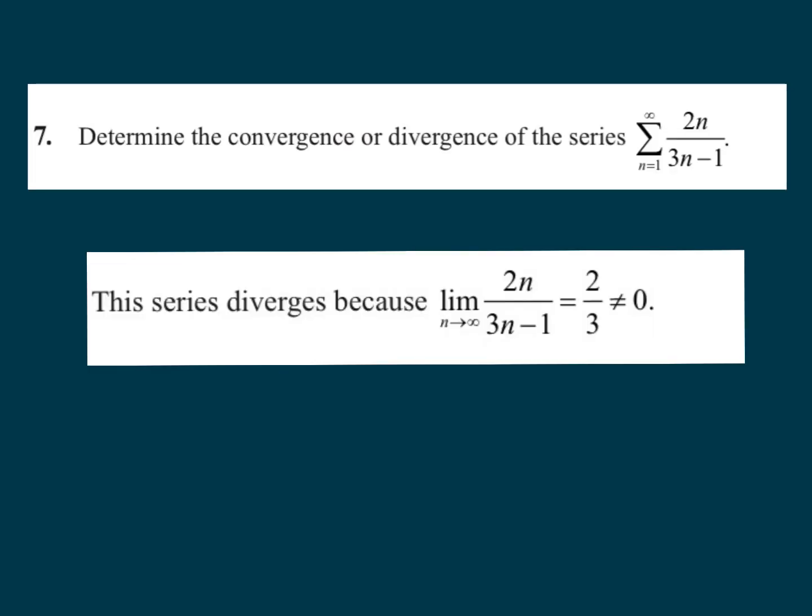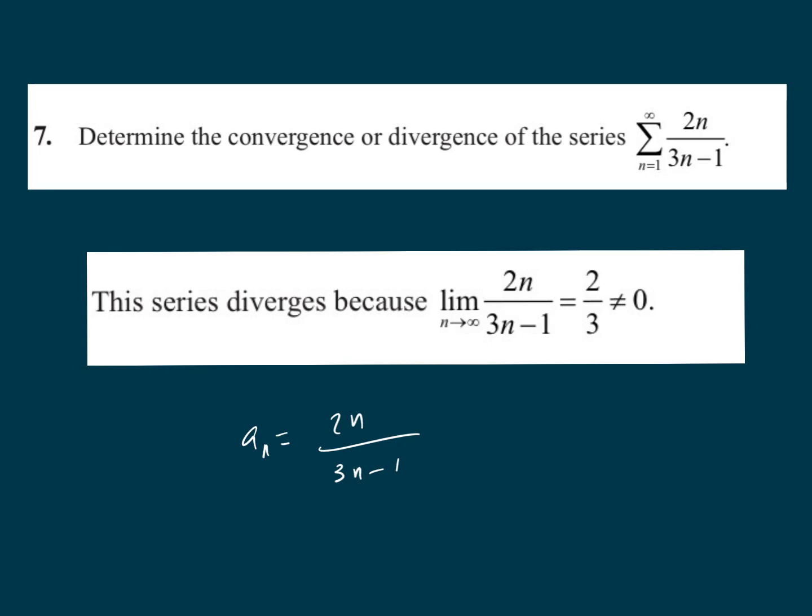The next problem says, determine the convergence or divergence of this series. Well, I will see if a sub n goes to 0. If it doesn't go to 0, the divergence test says that the series will diverge. So what is a sub n? A sub n is 2n divided by (3n minus 1).